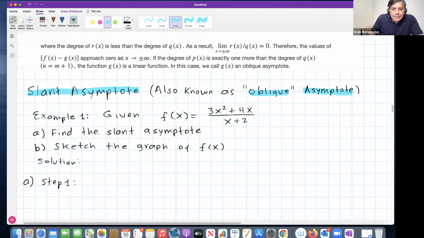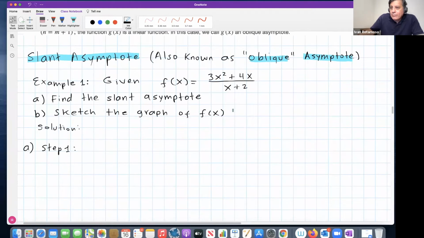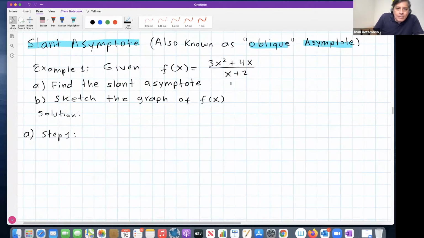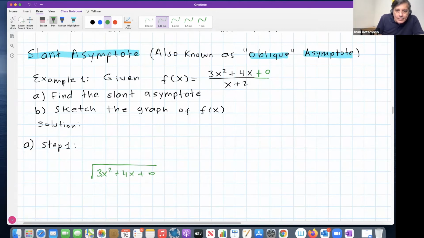You will see. So step one, let's do the division of these two polynomials. In order to divide these two polynomials, I better complete these polynomials. This is 3x squared plus 4x, it doesn't have the constant term. Remember, in pre-calculus, we learned that whenever the polynomial is not complete, we complete it, especially if you are dealing with the dividend. The divisor doesn't have to be completed. But then you go ahead and do this division: 3x squared plus 4x plus 0 divided by x plus 2.